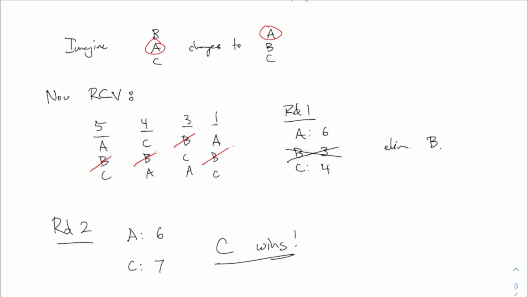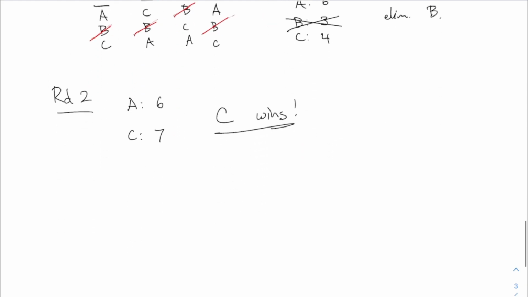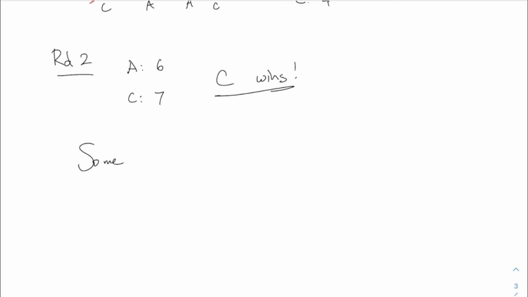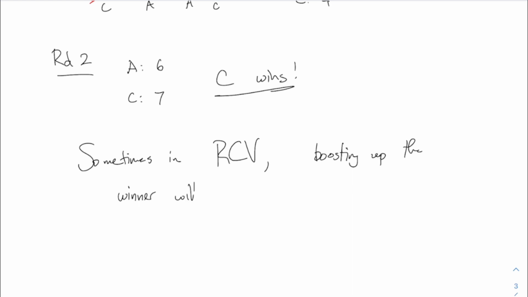All right. So the moral of the story here is sometimes in ranked choice voting, boosting up the winner will cause them to lose. This is messed up. And this actually, in my opinion, is a good mathematical objection to the ranked choice system.